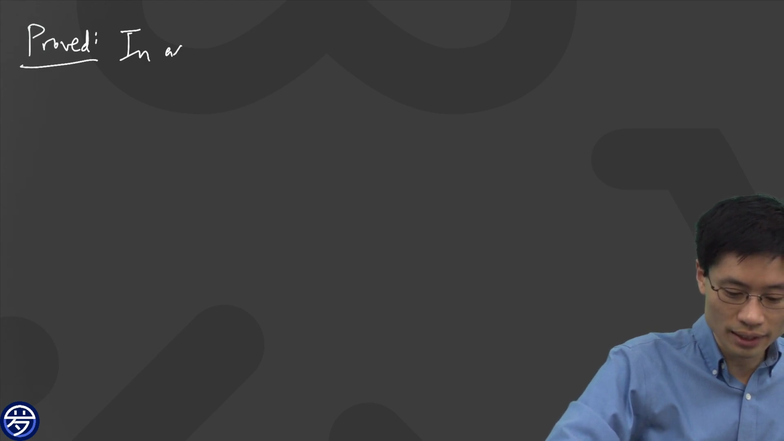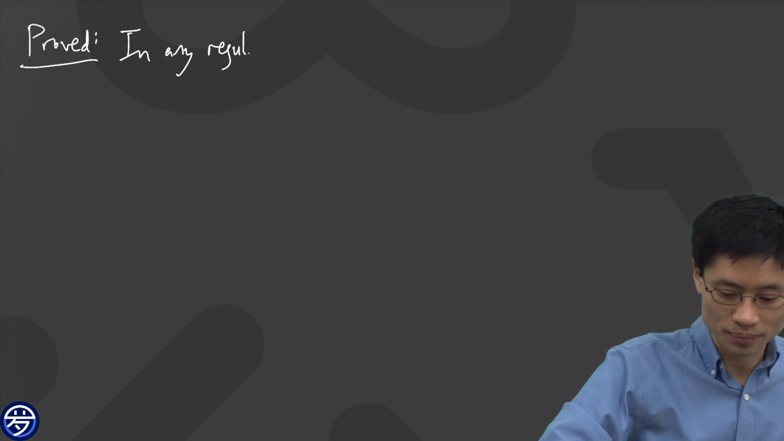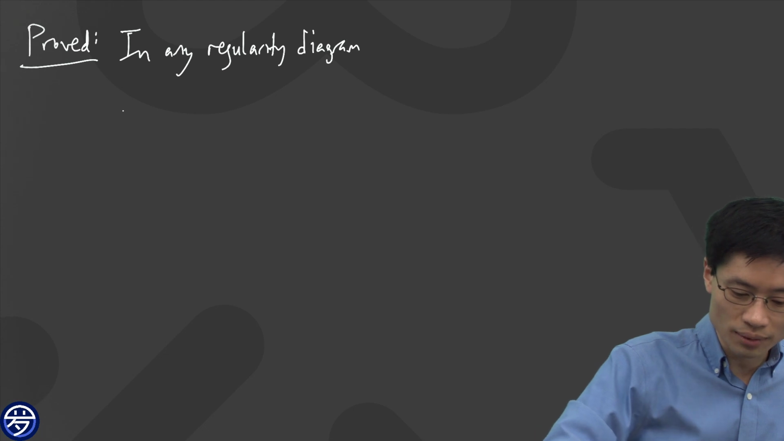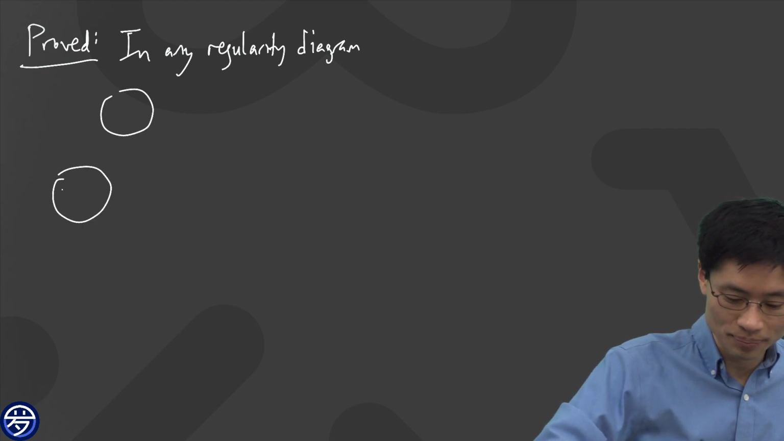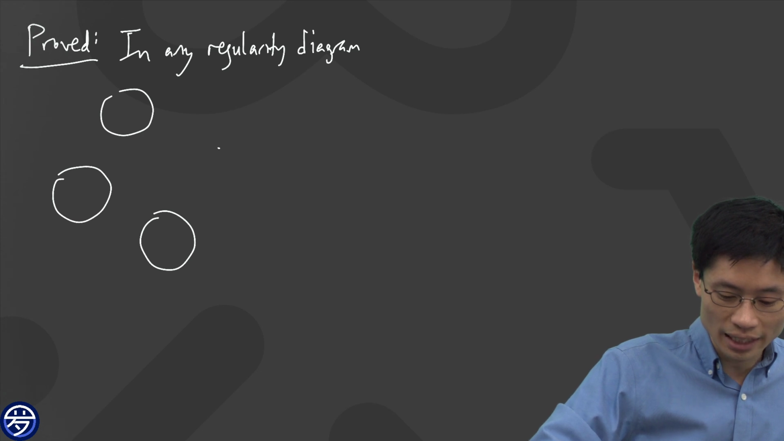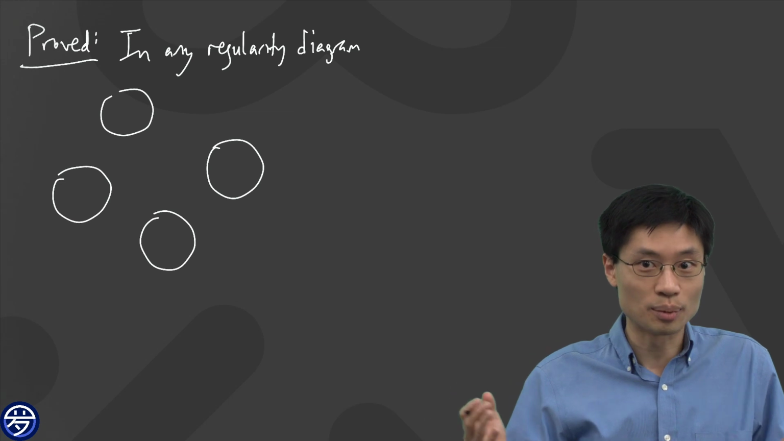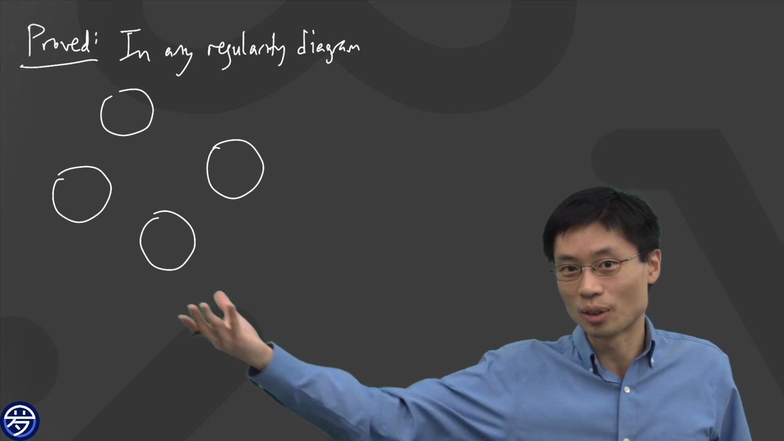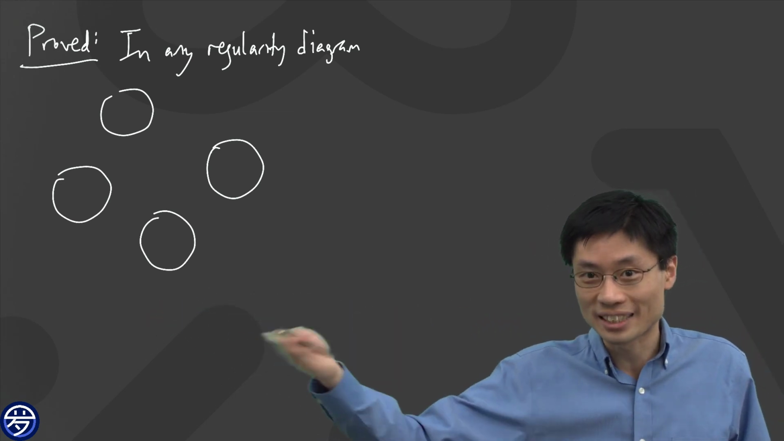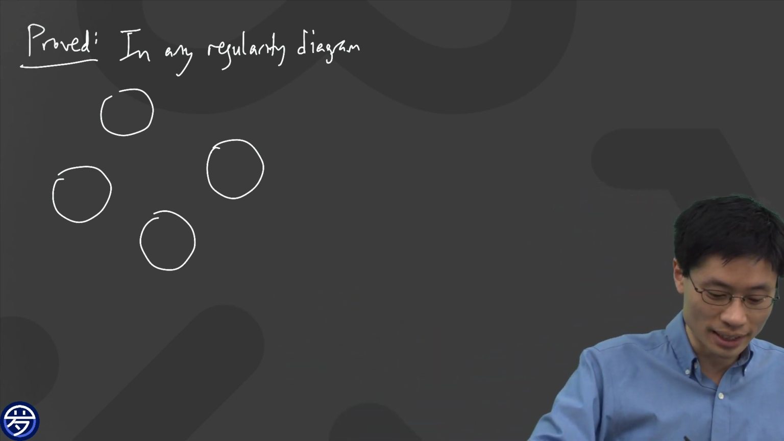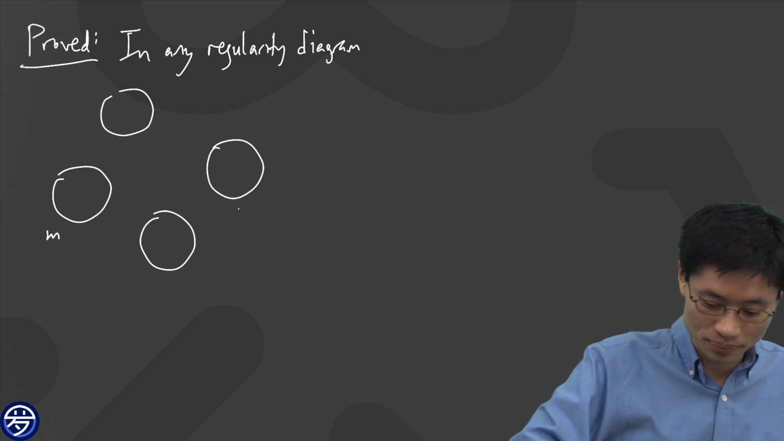In any regularity diagram, where the regularity diagram is going to look something like this. It'll have a bunch of clusters, and it doesn't have to have only 3, doesn't have to have only 4. It could have a large number of clusters, but it'll be a constant number of clusters. But whatever we write down is going to be a statement that doesn't even care how many clusters we wrote. With a regularity diagram, each cluster has size m.